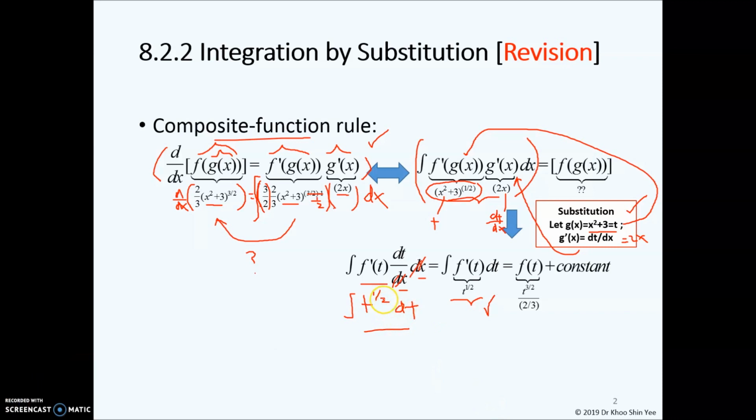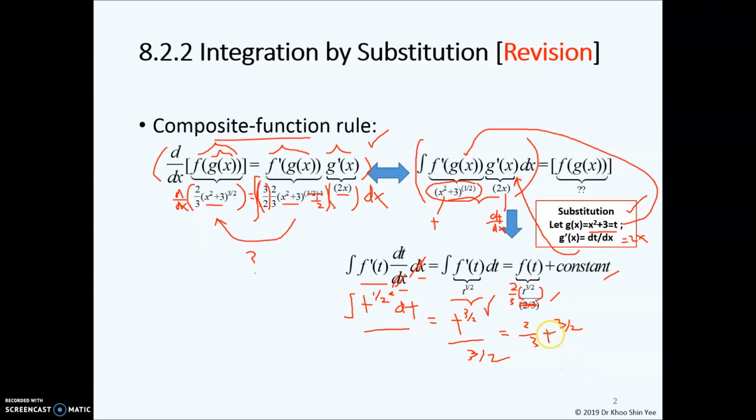To solve this problem, you simply add 1 to the power, so it becomes t to the power of 3 over 2, divided by 3 over 2. Finally, you should get 2 over 3 t to the power of 3 over 2. Please take note that there's a typo here. This will be 3 over 2, or you can write it as 2 over 3 here. Multiply with this term, and don't forget your constant.